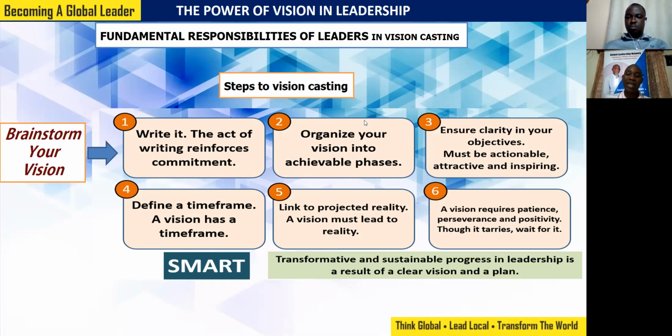A vision must lead to a reality. We are looking at a future ahead, but what is the reality of achieving that? A vision requires patience, persistence, perseverance and positivity. Though it tarries, wait for it. These are just basic steps, but they might help us, because when we put something on paper, there is an aspect of reinforcing commitment, and we're able to track. And when opportunity strikes, we're able to present something that we already have at hand. I always insist that we prepare in advance for the opportunity, because when it comes, there may be no time to prepare.